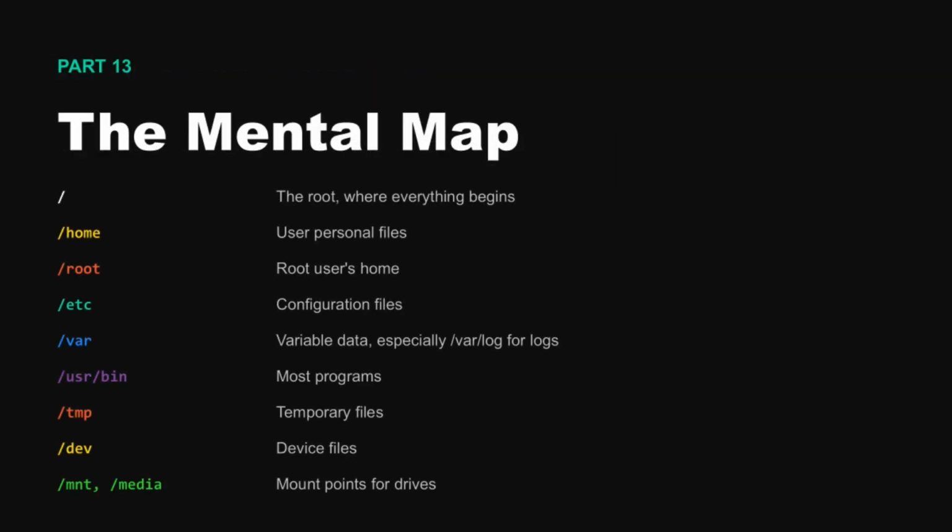So your quick mental map recap to remember is that the root is where everything begins. /home is for users' personal files, just like C:\Users in Windows. /root is the root user's home. /etc is configuration files, like the Windows registry, but instead readable text. /var is variable data, especially /var/log for logs. /usr/bin is most programs, like C:\Program Files in Windows. /tmp is your temporary files. /dev is your device files. And your mount points for drives are in /mnt or /media.